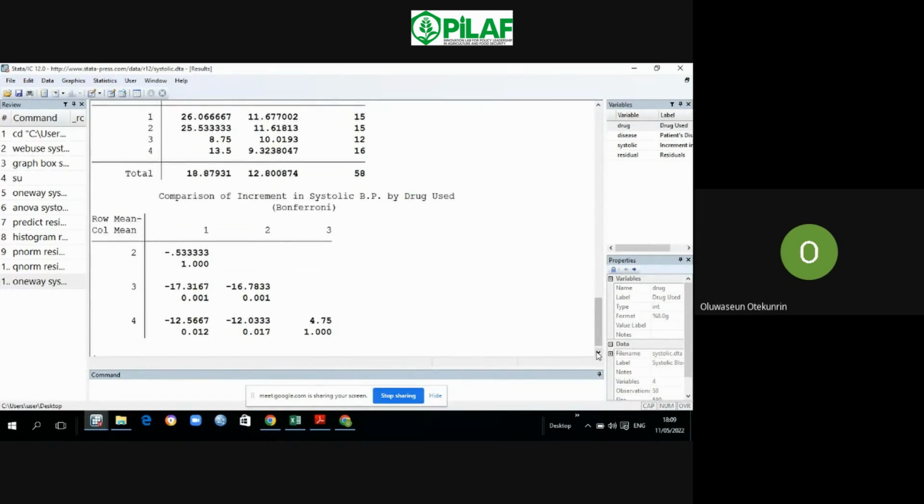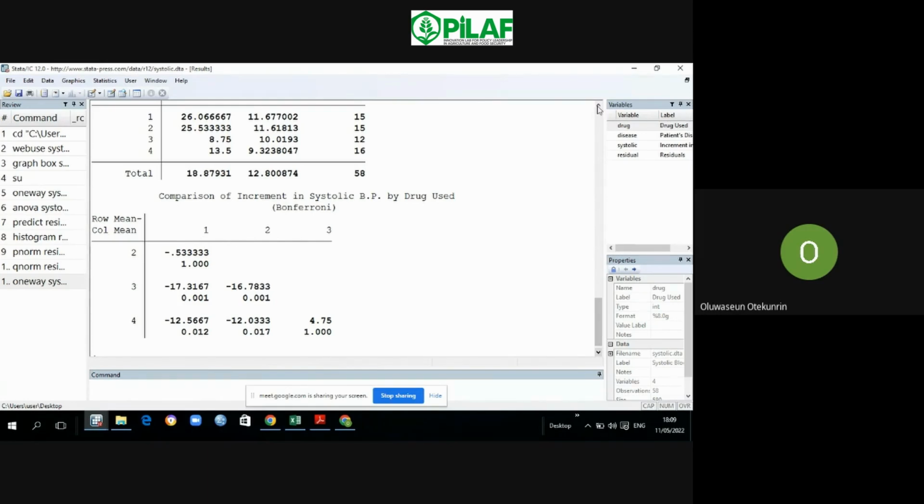Comparison of increment in systolic BP by drug use between 2 and 1, between 3 and 1, between 3 and 2, between 4 and 1, between 4 and 2, between 4 and 3. So what this means is row mean minus column mean. The row here is the 2, and this 1 is the column. So row mean minus the column mean.